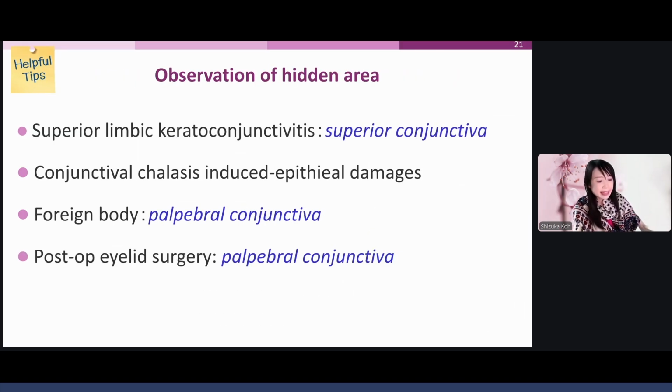Another practical tip is not to overlook hidden areas. Everting the eyelid often reveals abnormalities that are otherwise missed, such as SLK, conjunctivochalasis, foreign body, and post-operative eyelid surgery changes.